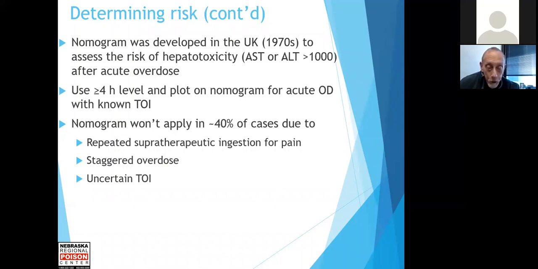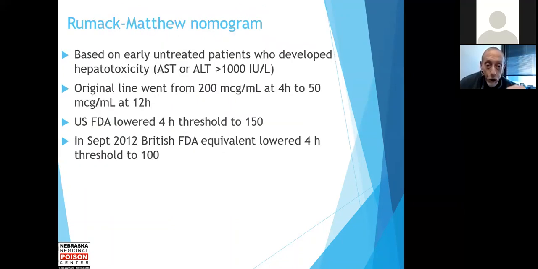But it really just applies to those people with an acute overdose at a specific time, where they took it all at once. So a lot of people are just not going to be candidates for the Nomogram. People who are repeatedly taking excessive acetaminophen for pain, the staggered overdose patients where they're spreading it out over the course of the afternoon, or the people with altered mental status who've got an unknown ingestion time.